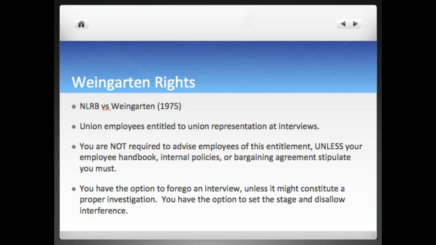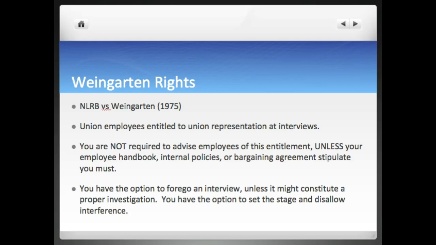Weingarten rights. We talked a little bit about this. It's the National Labor Relations Board versus Weingarten in 1975, when it was determined by the NLRB that unionized employees are entitled to union representation at an interview when it comes to a corporate interview. You're not required to tell employees about that unless it's in your employee handbook or an internal policy. In your bargaining agreement, it may say that in the event of investigations, the investigator is bound or is required to advise the interviewee of their Weingarten rights.